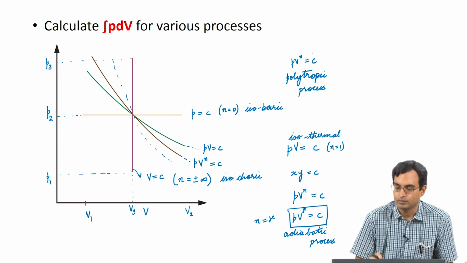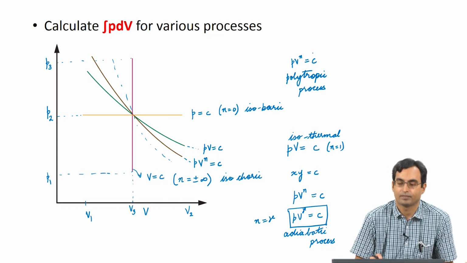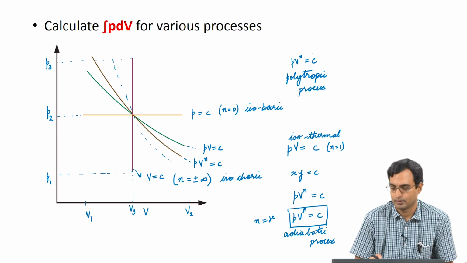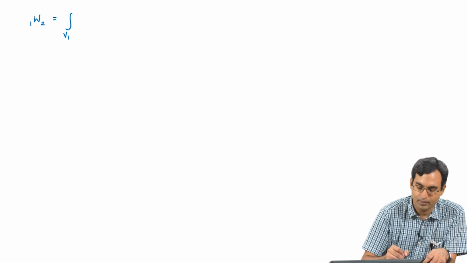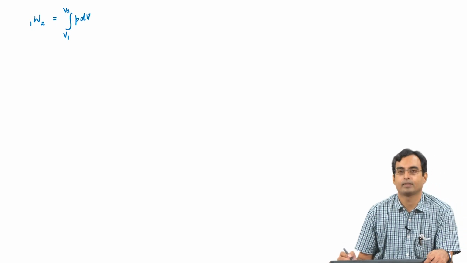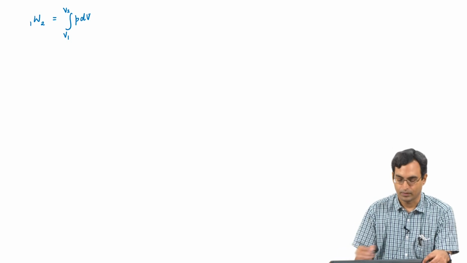What we would like to do now is to calculate the values of work for each of these processes. So, for example, we can start with the isobaric process, which is possibly the easiest to calculate the work for. So, what we are trying to do is find out value of work between some point 1 and 2, which we know is integral from volume going from 1 to 2 integral of p dv. This is the expression we had and we are going to calculate it.